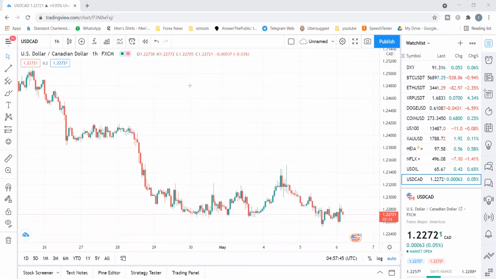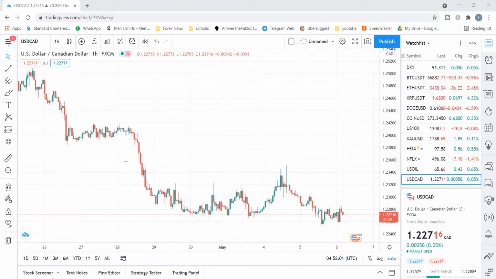And today we're going to be talking about how to draw support and resistance using price action and also using supply and demand. Right now, look at the chart that we have right in front of us.